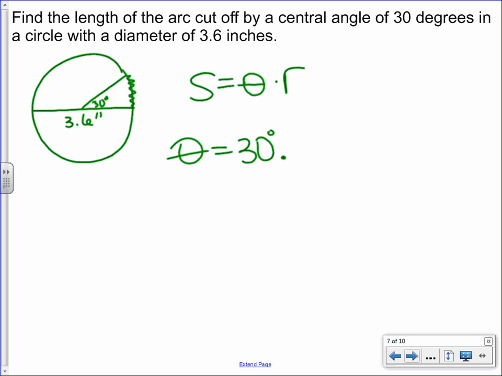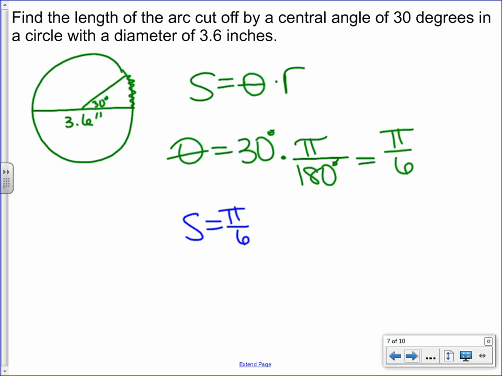I want to get rid of degrees, so I'm going to multiply by something where degrees is where? In the denominator. And what's the same as 180 degrees? Pi radians. So our degrees cancel. So our arc length is pi over 6 times 1.8 inches.